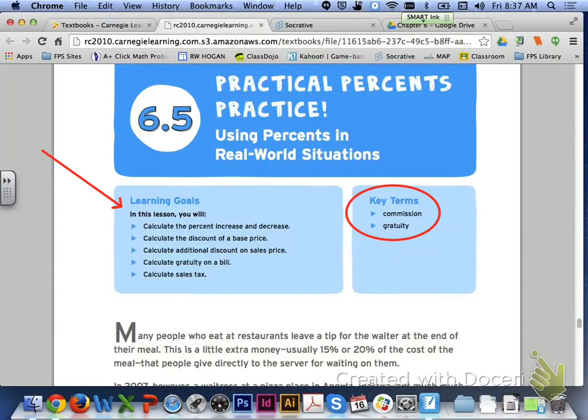Hi class, in lesson 6.5 to finish up chapter 6, we will be talking about using percents in real-world situations. Learning targets for 6.5, we will be calculating the percent increase and decrease, calculating the discount of a base price, calculating additional discount on a sales price, calculating the gratuity on a bill, and calculating sales tax. Two key terms that you will see in lesson 6.5 are the words commission and gratuity.